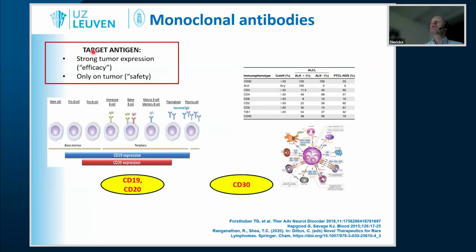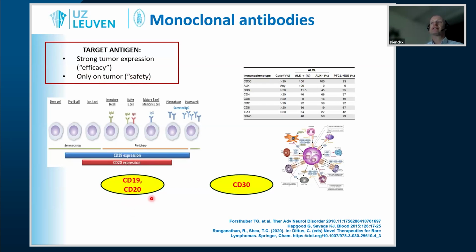Important in monoclonal antibodies is that you find a good target antigen. So there are two really important considerations. There needs to be a strong expression of the target antigen on the tumor, which leads to an efficacious therapy, but it should only be on the tumor because of safety reasons.